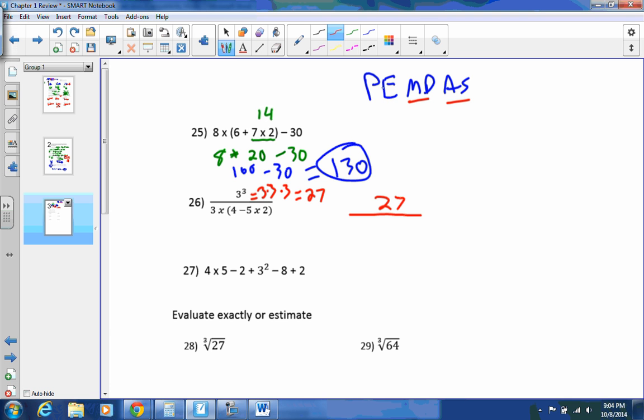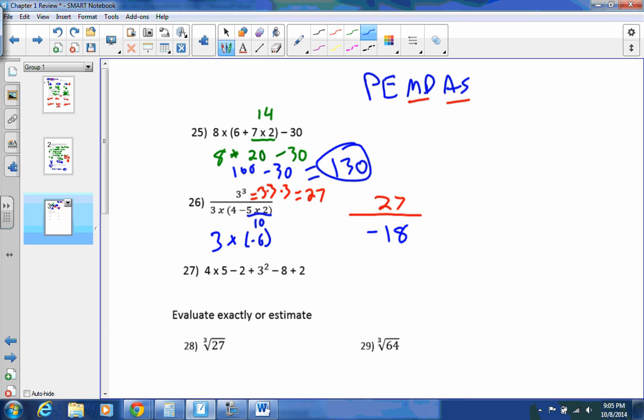We're going to have on the bottom, let's do all the parentheses first, because that's the first thing we should always be doing. And then inside of there, you got to do multiplication first. So that's 10. 4 minus 10 is negative 6. So you have 3 times negative 6, which we did actually before. You're going to get a negative 18.